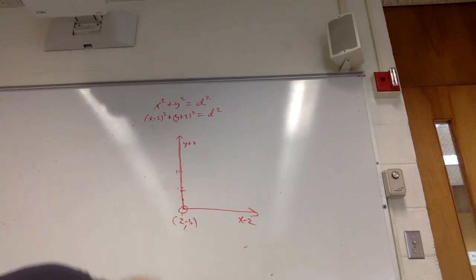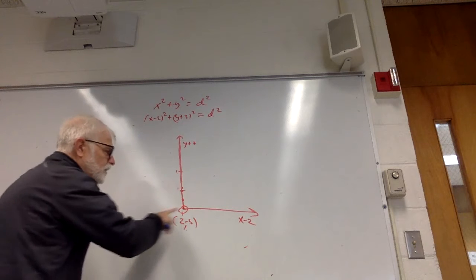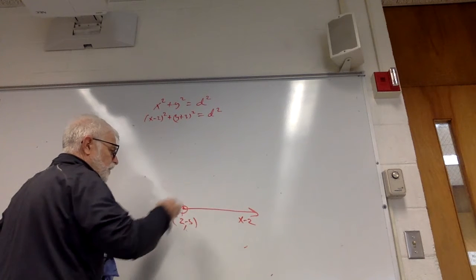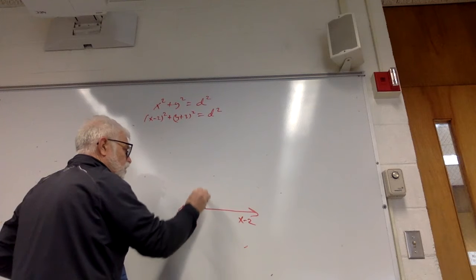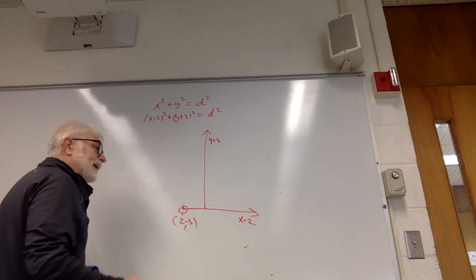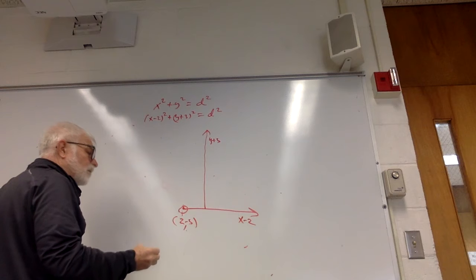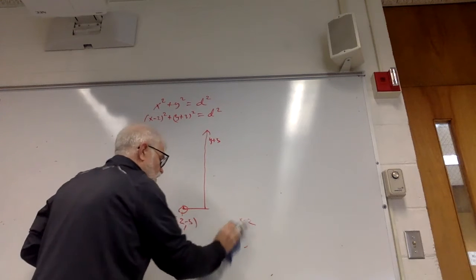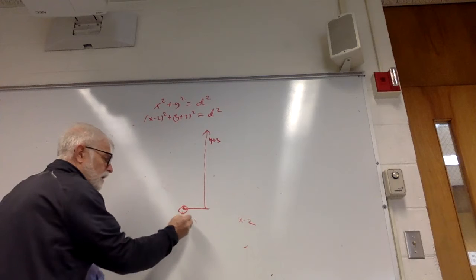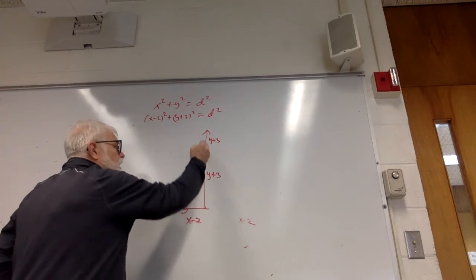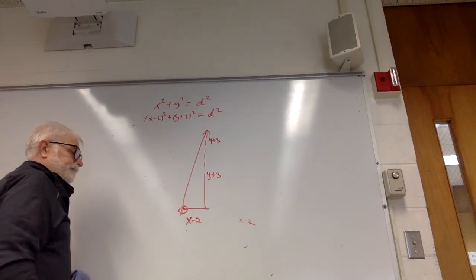Okay, and I am gonna shift this one over to the right a little bit. It's the y plus three ruler. And now I think maybe you can see a little Pythagorean relationship where I'm gonna call the base of the triangle x minus two, y plus three, and I'm gonna draw a triangle.